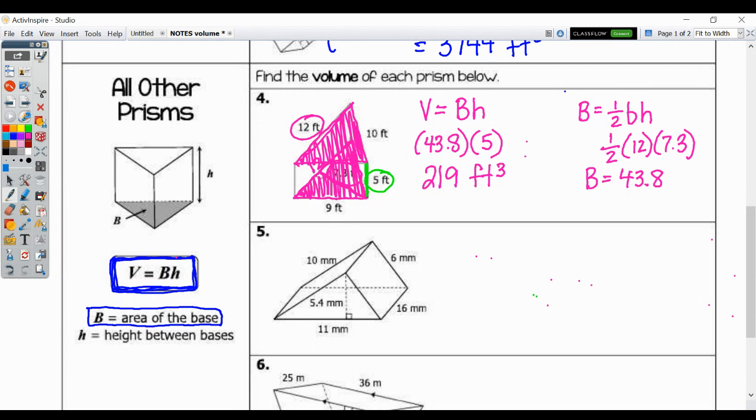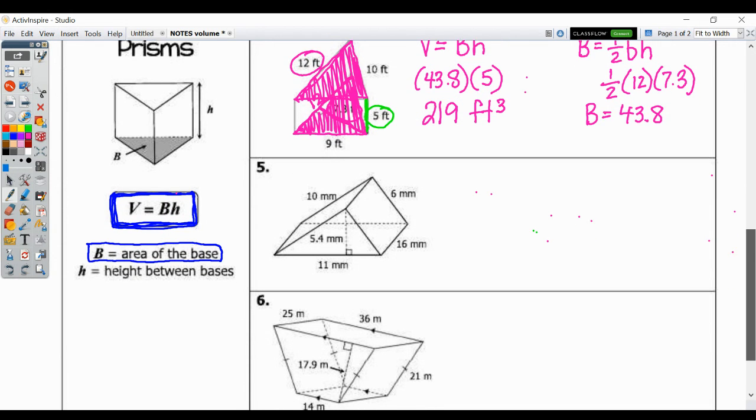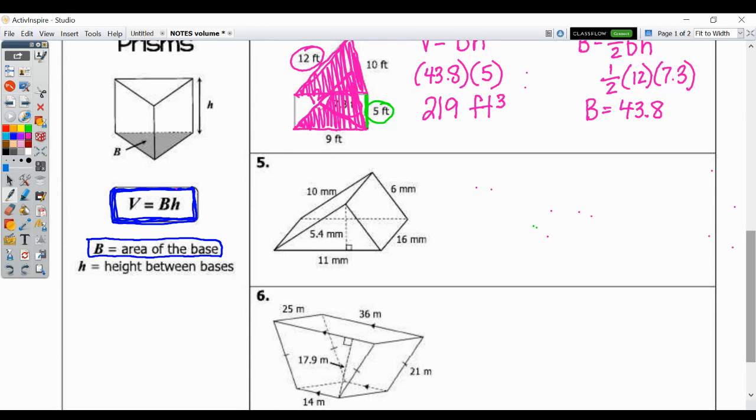Okay, I'm going to do number 5, and then we're going to move on to cylinders. Okay, so this is a triangular prism. My formula for volume of a triangular prism is capital B times H. I know that capital B means area of the base. We talked about that the base is always going to be the triangle if you're talking about a triangular prism. So I'm going to look at this triangle right here to find the area.